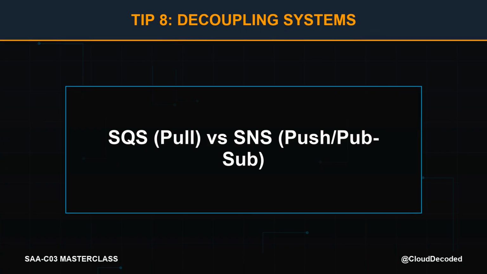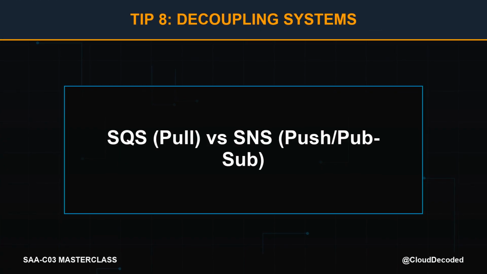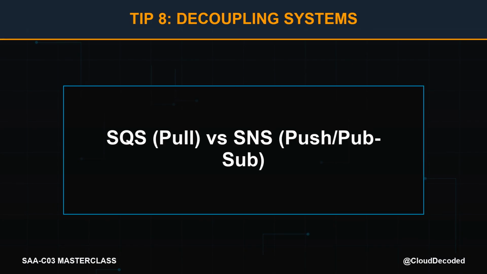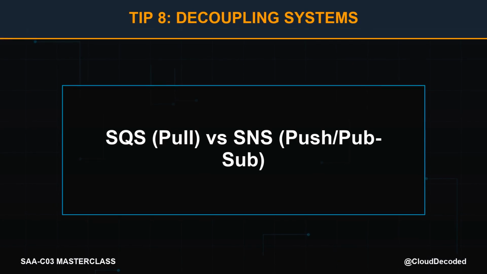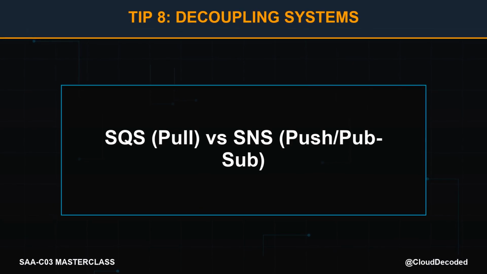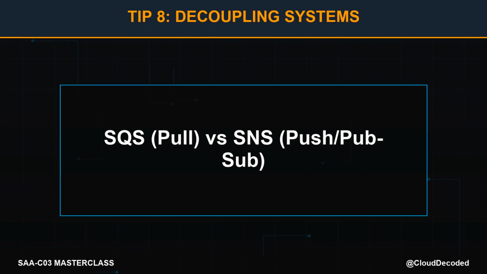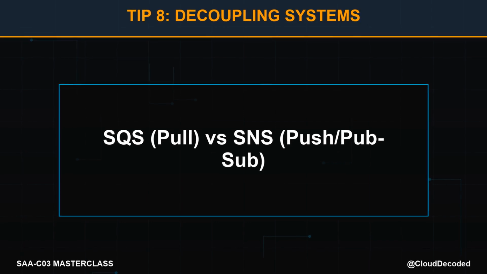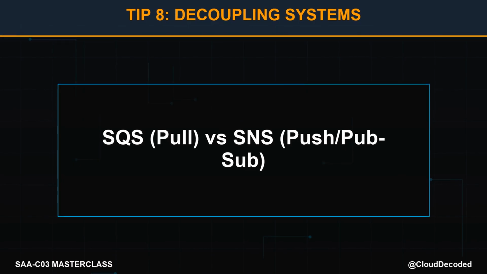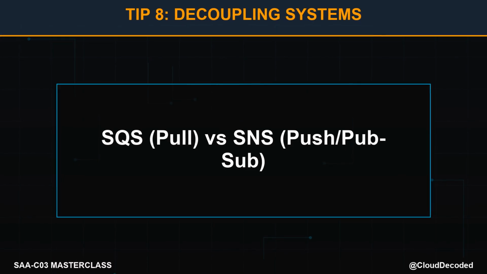Tip 7. Decouple your architectures. Tightly coupled systems fail together. Use SQS to buffer requests and allow different parts of your app to scale independently. SQS is a pull service, while SNS is a push or pub/sub service.